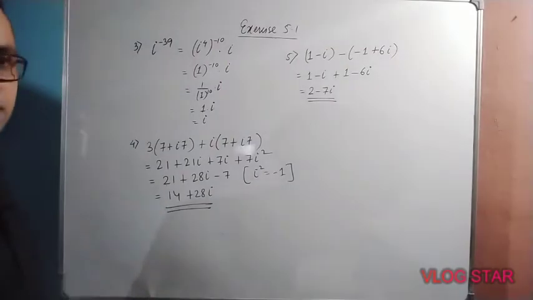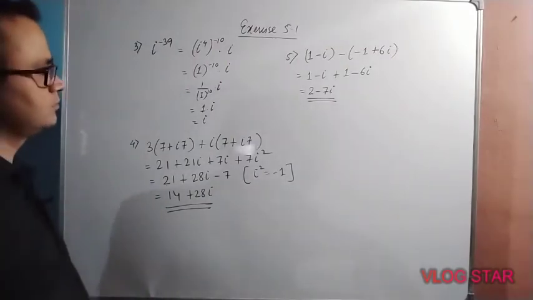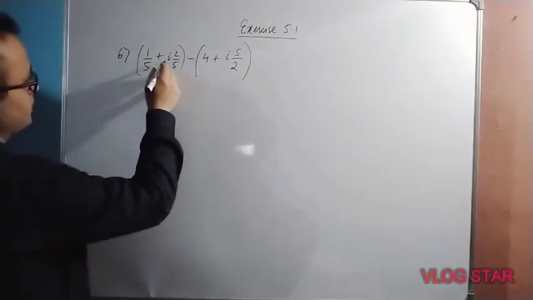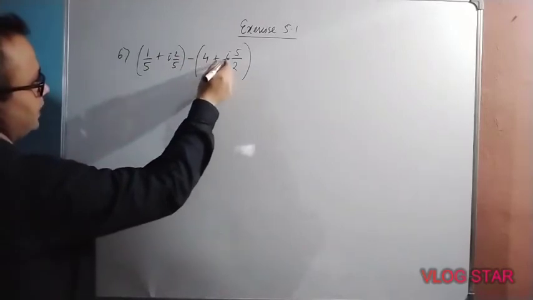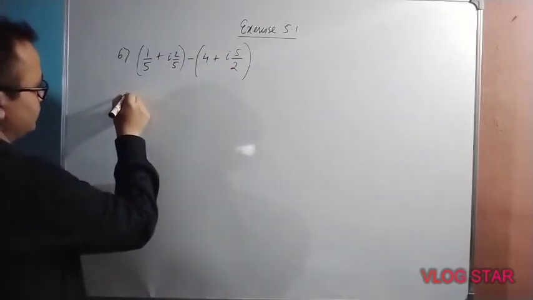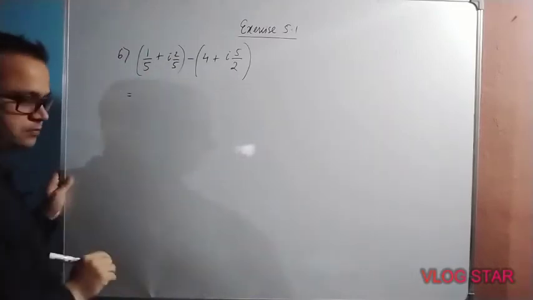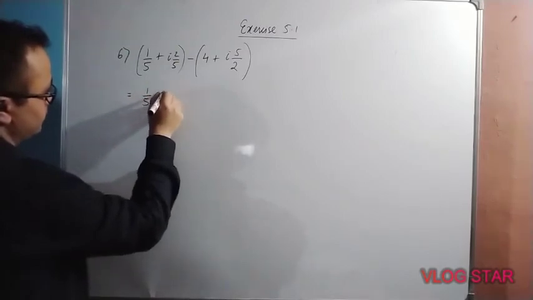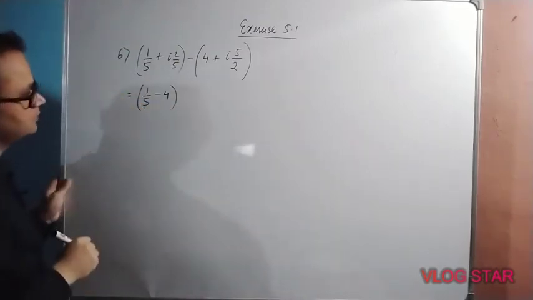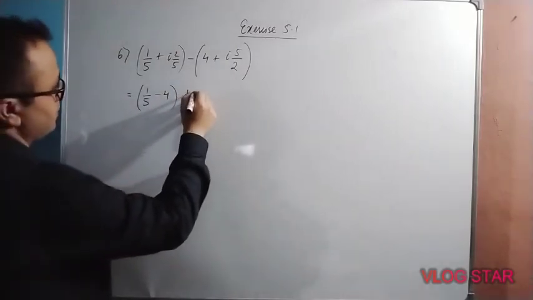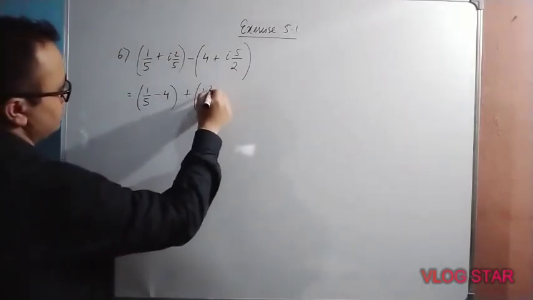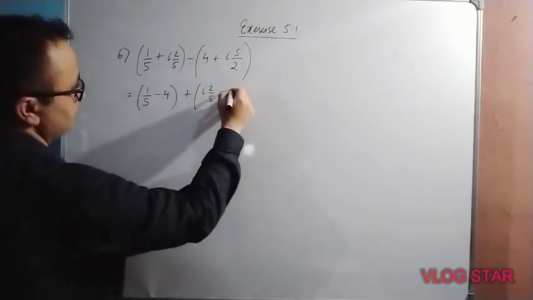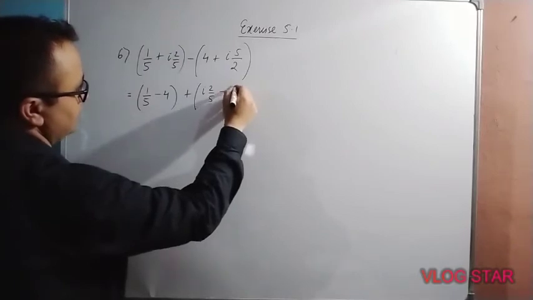Now move to question number 6. Question number 6 is 1 by 5 plus i 2 by 5 minus 4 plus i 5 by 2. Now first make groups as real part and imaginary part. So 1 by 5 minus 4 is the real part, plus i 2 by 5 minus, it is minus into plus is minus, i 5 by 2.